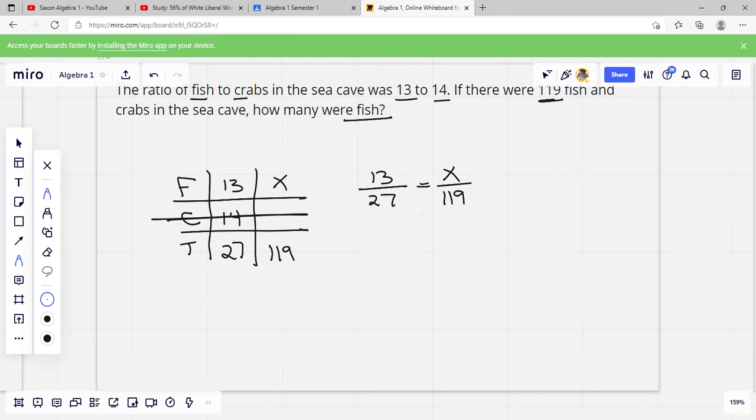So now I'm going to have 13 over 27 equals X over 119. All right, then I'm going to cross multiply. So I'm going to have 13 times 119, and then, so I'm going to have 17. Where'd they get 17? Hang on.